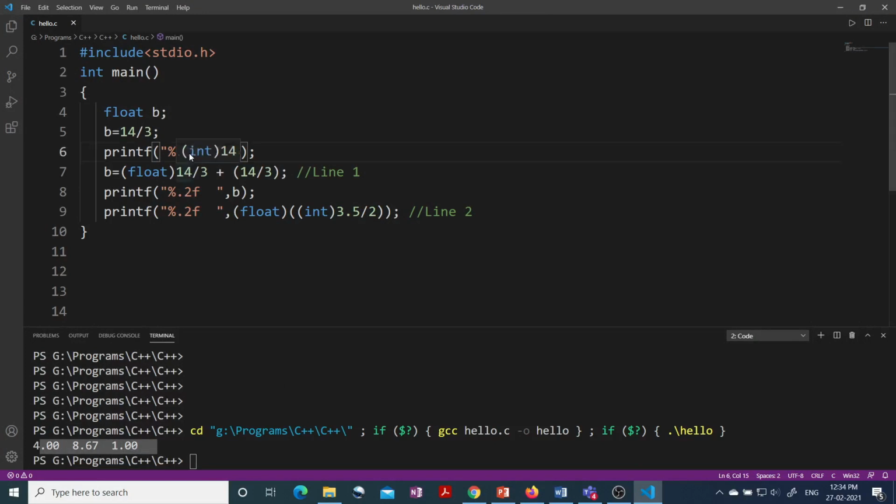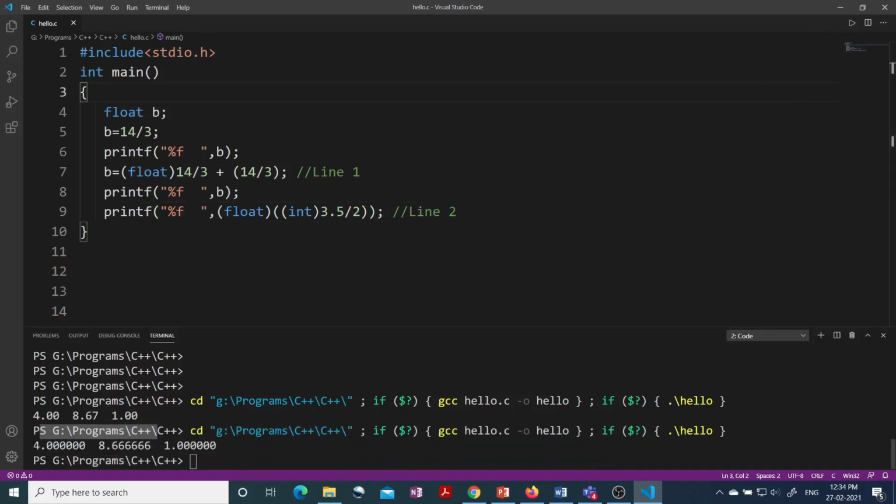Okay. So here I have used this 0.2. Okay. So 0.2 means after the decimal point, you just have to print 2 digits. Okay. So if I do not use this 0.2, then see what is the output that I will get. I am getting 6 digits after the decimal point. Okay, this is the general output that we get with %f. So let's see why we are getting these answers.